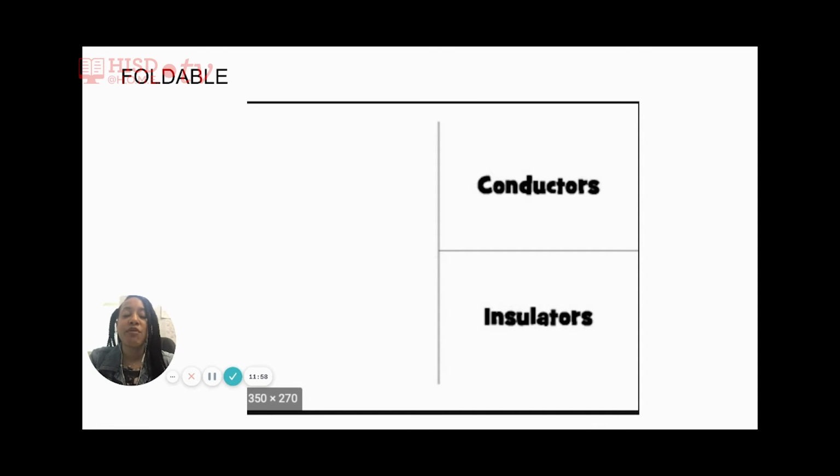Again, we're taking our paper, folding it in half, hamburger style. We are then taking one half of our paper, drawing a line in the middle, just as seen on the screen. We're labeling the top half conductor, the bottom half insulator, and then taking our scissors and cutting that line so that we can be left with two tabs. All right, so now that we have our foldable created, we're ready to learn about conductors and insulators.